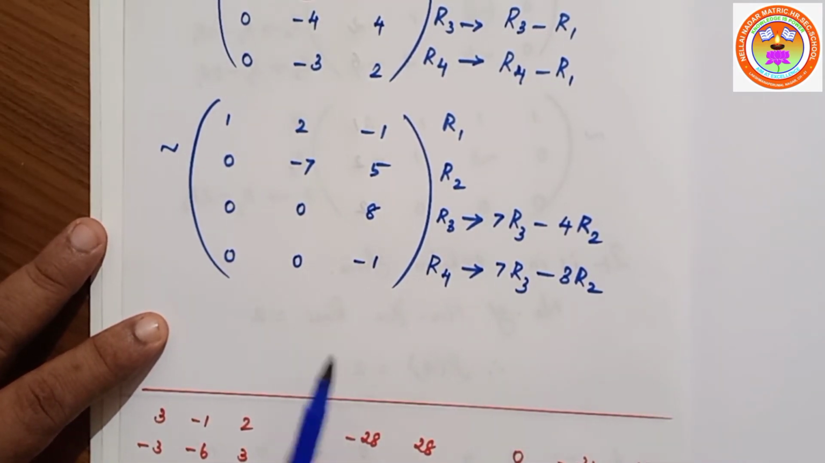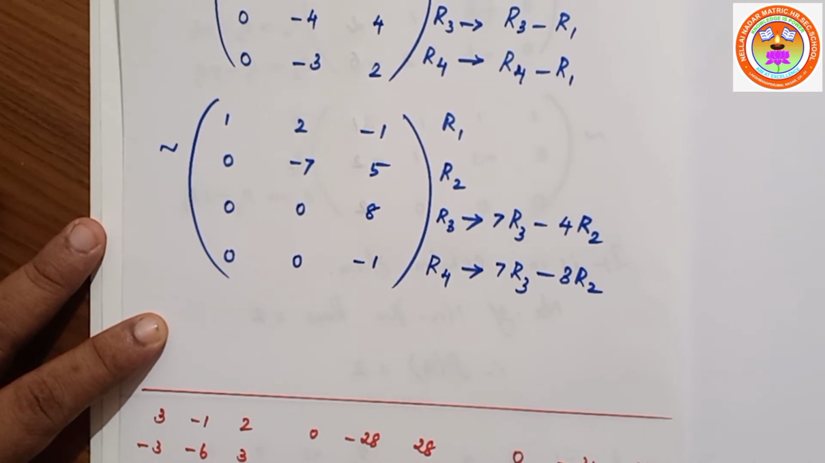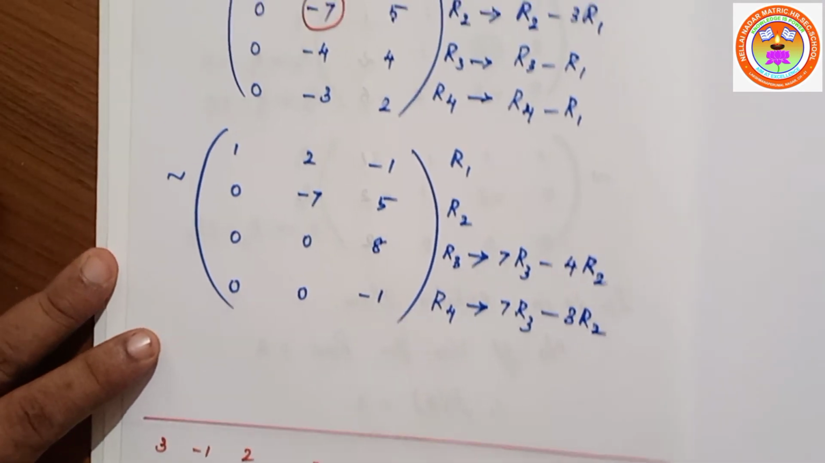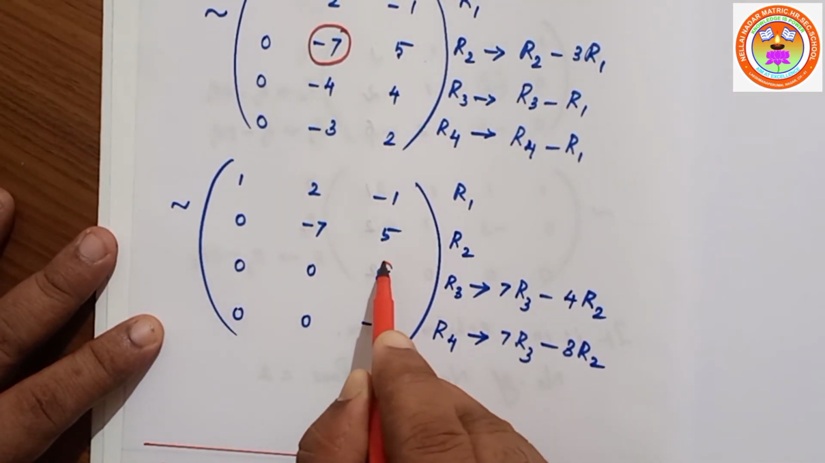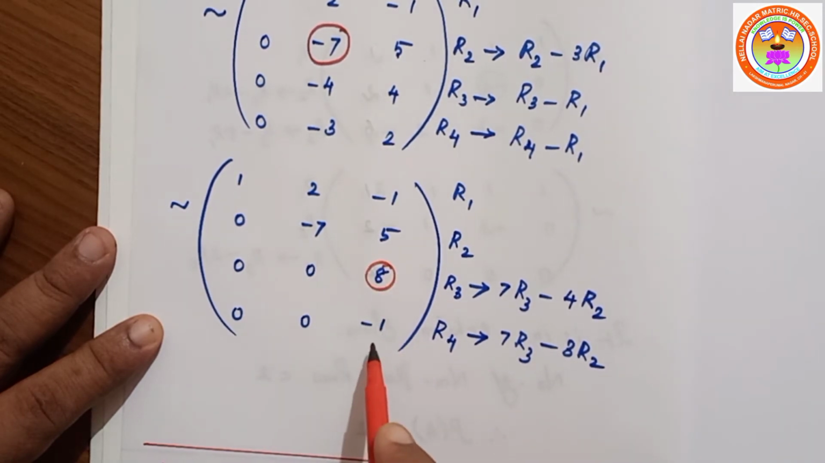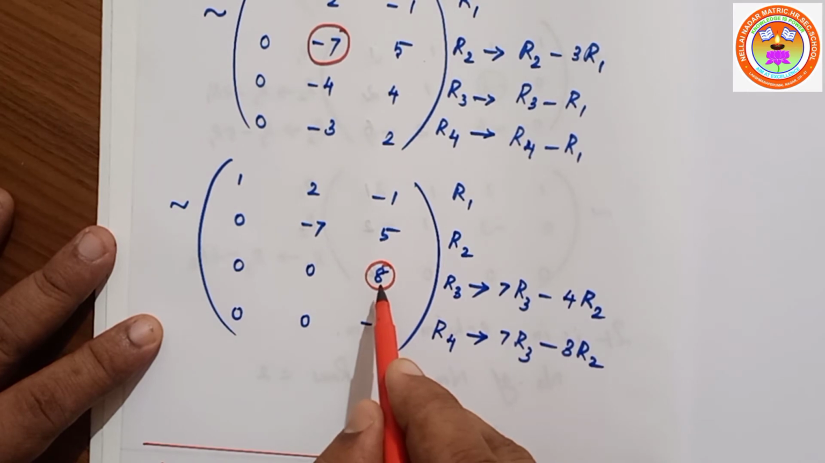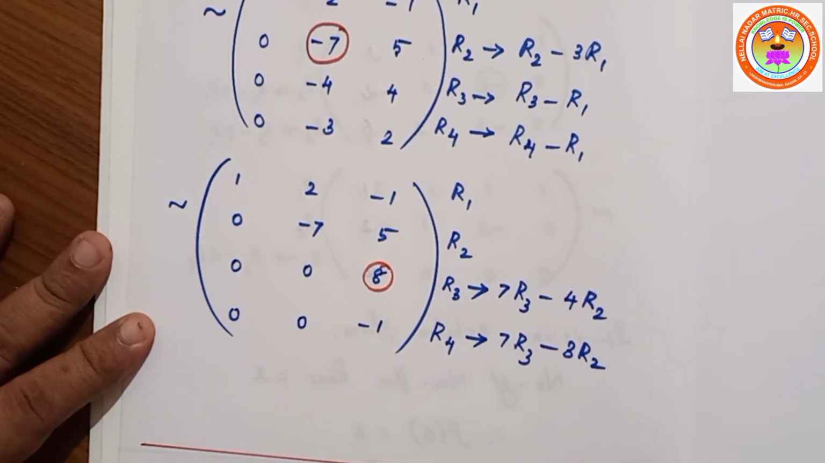Good. Now, first row over, second row over. Now, we can get into the third row. Third row, first non-zero element is 8. Below which there is only one element. We have to make this element as 0 with the help of this element. Okay. How to do? Put equivalent symbol here.